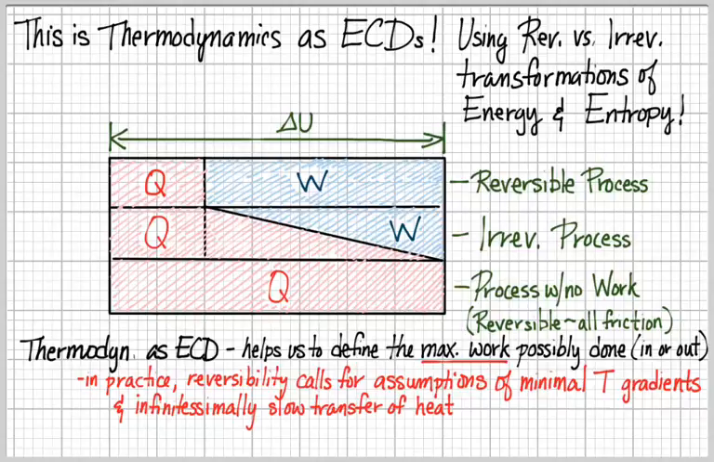In practice, when I have reversibility as a term to get zero entropy production, sigma equal to zero, to get zero dissipation of energy across my system-surroundings boundary, it calls for assumptions of minimal temperature gradients between the system and the surroundings, and infinitesimally slow transfer of heat. These are tiny incremental changes of heat, which, again, is energy crossing the boundary.